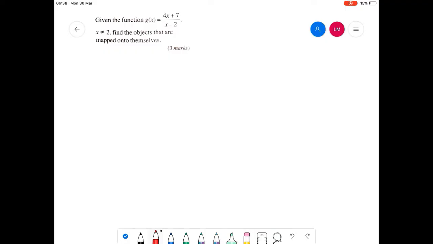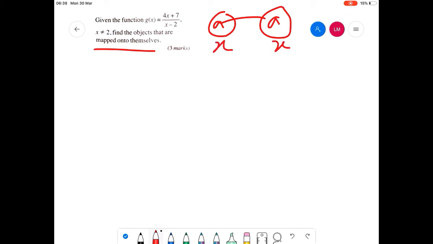So this question, the object is mapped onto itself. When you're told that it maps onto itself, it means the object will be the same as the image. If here is A, here will be A. If here is X, here will be X. So whenever you see this is a function g, g(x) will be equal to x. Why? The x here is your object, the x here is your image. So the object and the image will be the same.